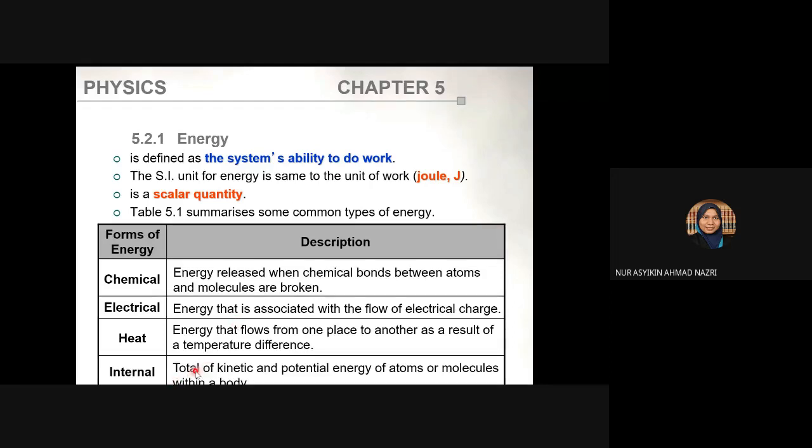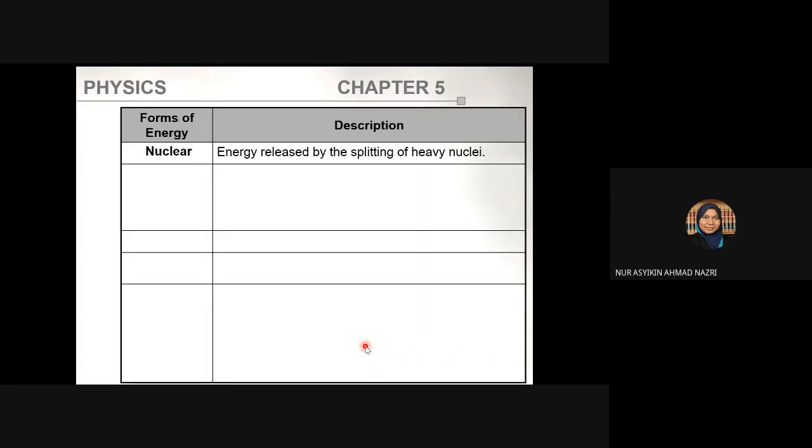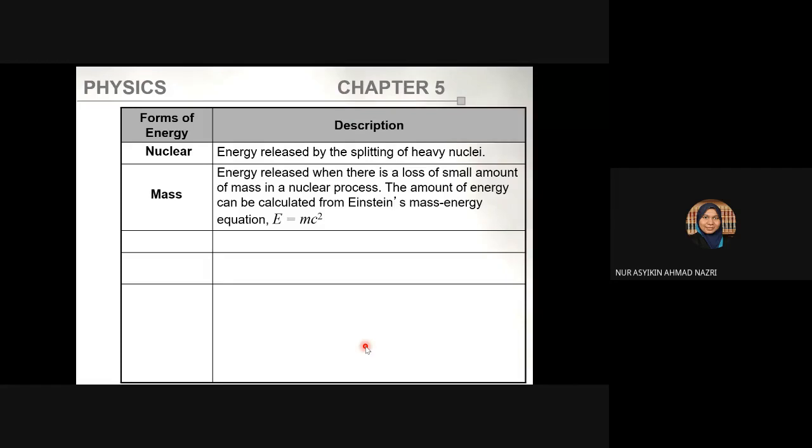So when we talk about internal energy, it's about total kinetic and potential energy of atoms or molecules within a body. Okay, yang berlaku dalam body tu saja. Is dia dalam satu closed system lah. Okay, and then we have another forms of energy. Okay, another form of energy. Alright, so nuclear. Okay, so we have nuclear energy, we have mass.